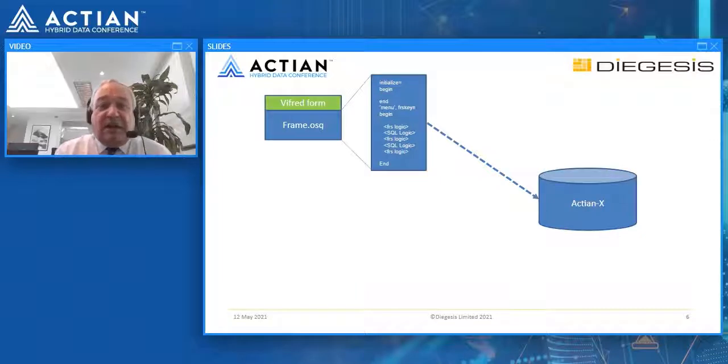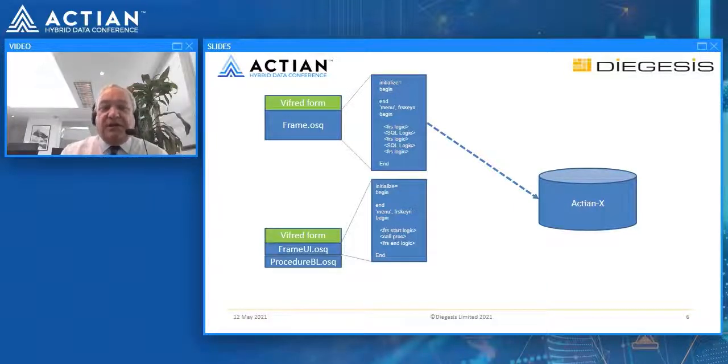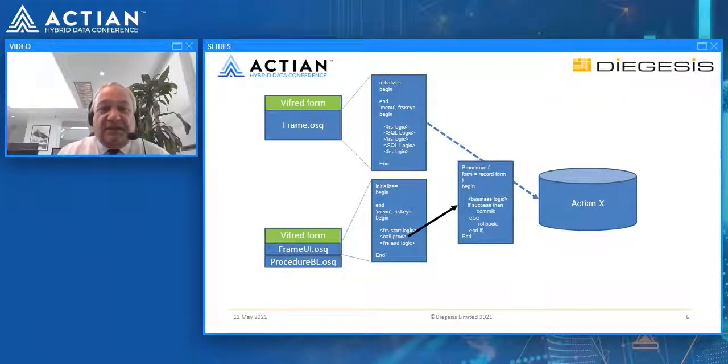So here is our classic ABF frame. It's got the form and it's got the frame code, and I'm symbolizing with some pseudocode the sorts of stuff that we do: bit of backend logic, bit of SQL logic, bit of forms logic. So what we need to do is to split this up into the form, and we need to take that frame OSQ and split it up so we can separate out the frame, let's call it the UI, from the procedure business logic. And there's an example of how the procedure might look.